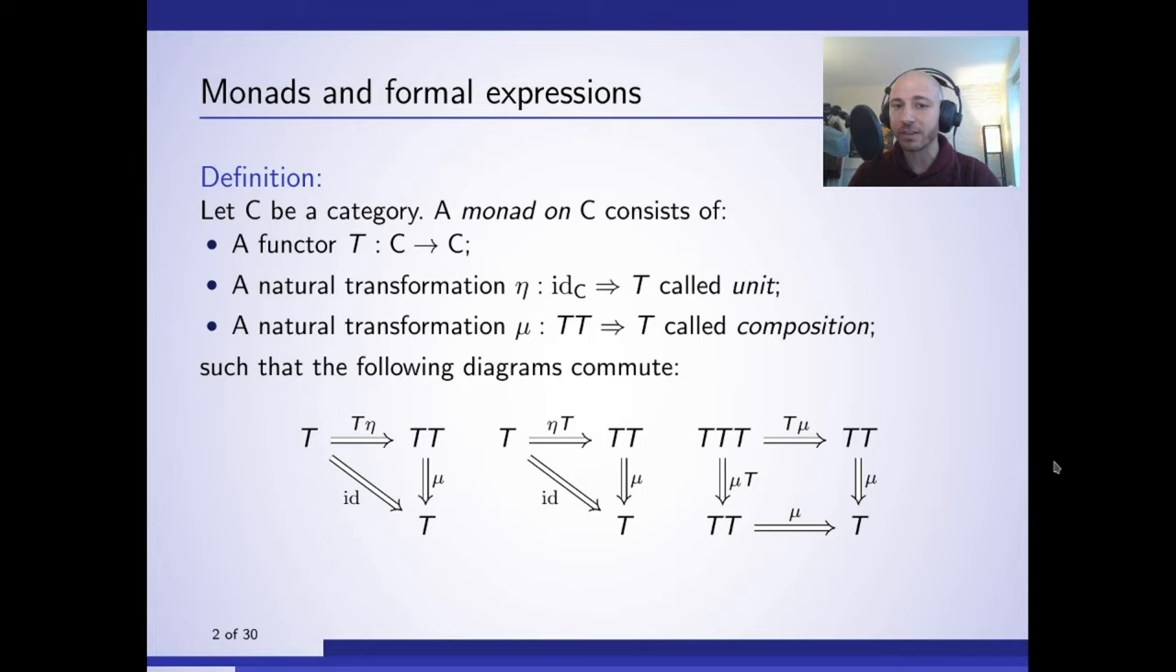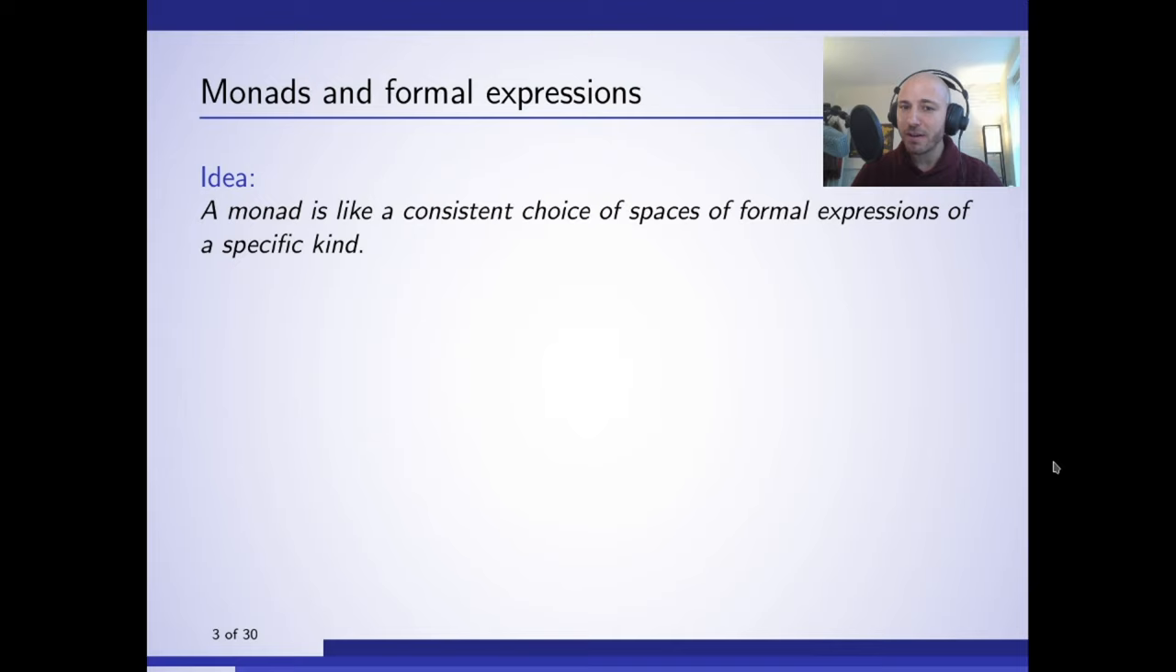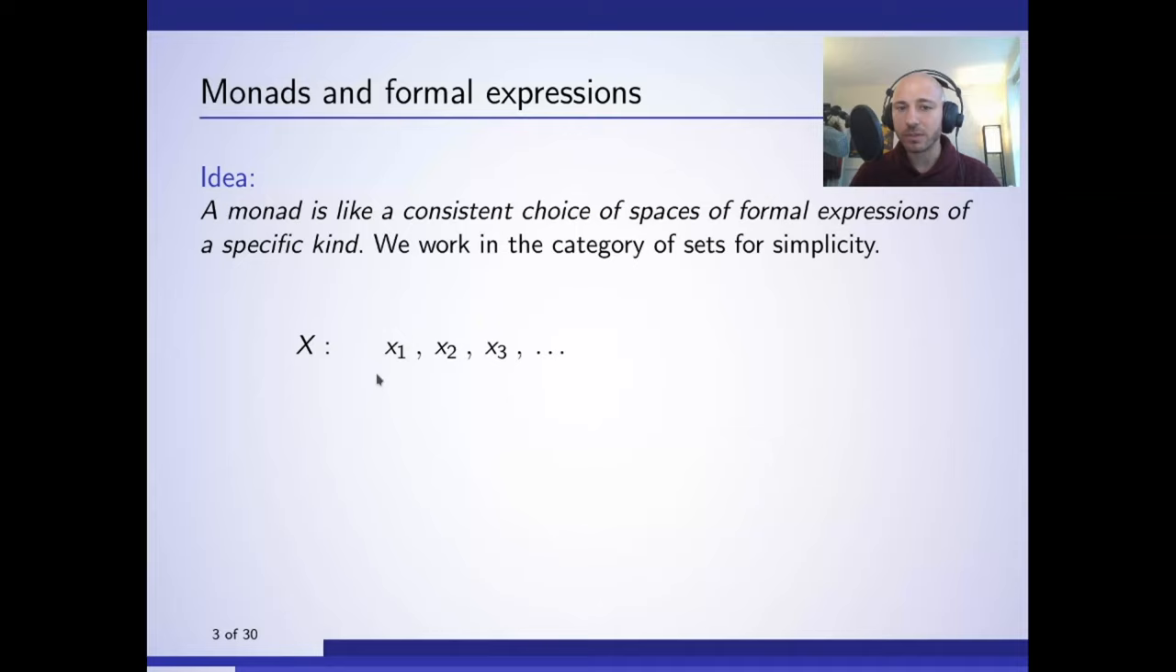So what is a monad for us? A way to see what a monad is, is a way to form spaces of formal expressions, or formal operations. Let's work in the category of sets for simplicity, but of course this is more general as long as one allows for generalized elements. How does this work? We can think of sets as containing elements which we think of as variables. The set X contains, for example, x1, x2, x3, and so on. Could be infinite.